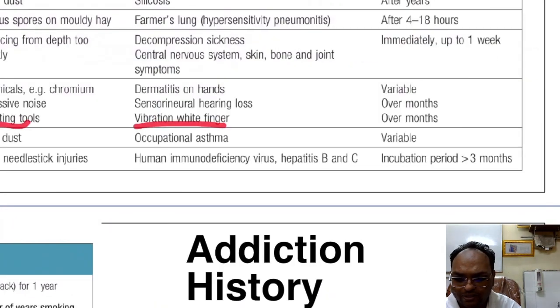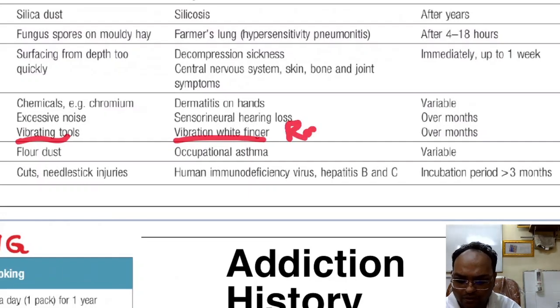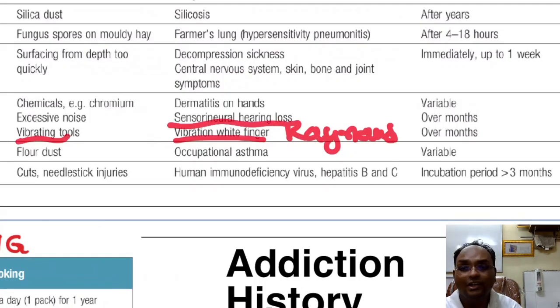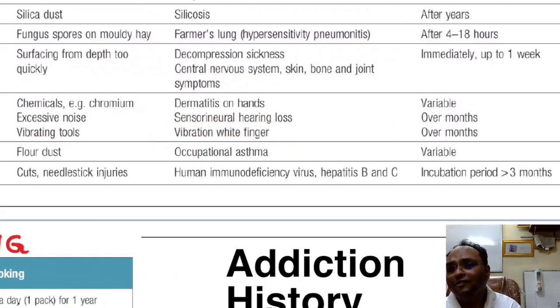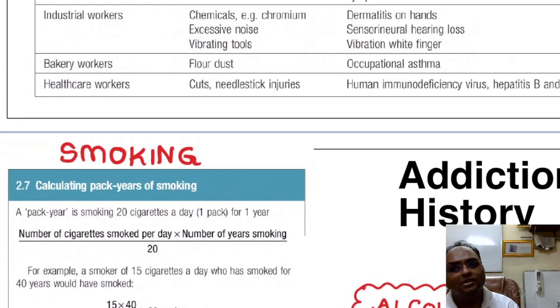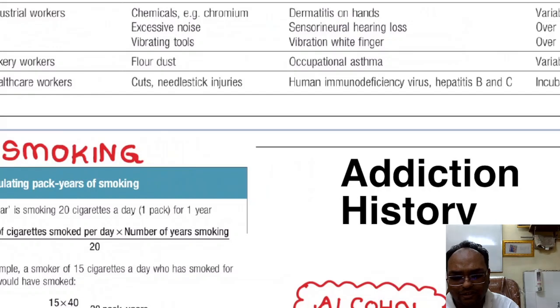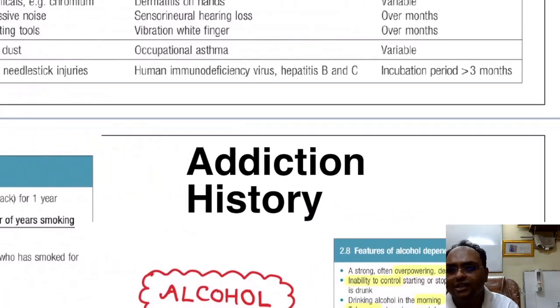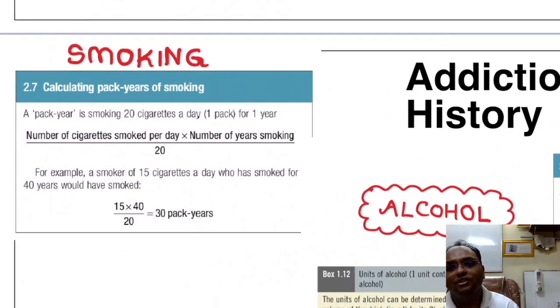Vibration on their fingers can lead to Raynaud's phenomenon. Excessive noise can lead to sensorineural hearing loss. In ENT, you must have studied the level 60, 90, 120 decibels, the normal limit for hearing, painful hearing and auditory damage. Dermatitis of hands, contact dermatitis. Flour dust, occupational asthma can be there. In case of bakery workers, you have piscinosis, bagasosis. In case of cotton dust workers and sugarcane workers, and healthcare workers can get cuts and needle stick injuries. HIV, Hep B, Hep C. Incubation period is often more than 3 months. Thus you need repeat testing.